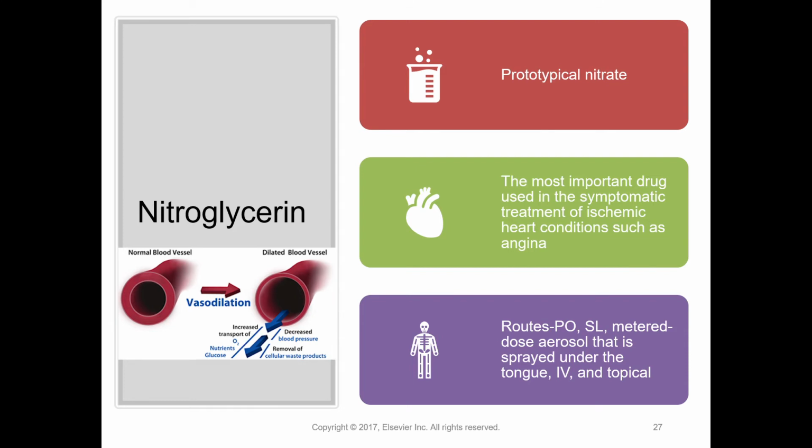All right, so continuing back to nitroglycerin. It's a prototypical nitrate. It's the most important drug used with ischemia, angina, period. Nitroglycerin, right? And again, the routes are the same ones. We already talked about that. PO, sublingual, spray under the tongue as well, IV, topical. Some doctors and outpatients, instead of giving sublingual, will give a spray.